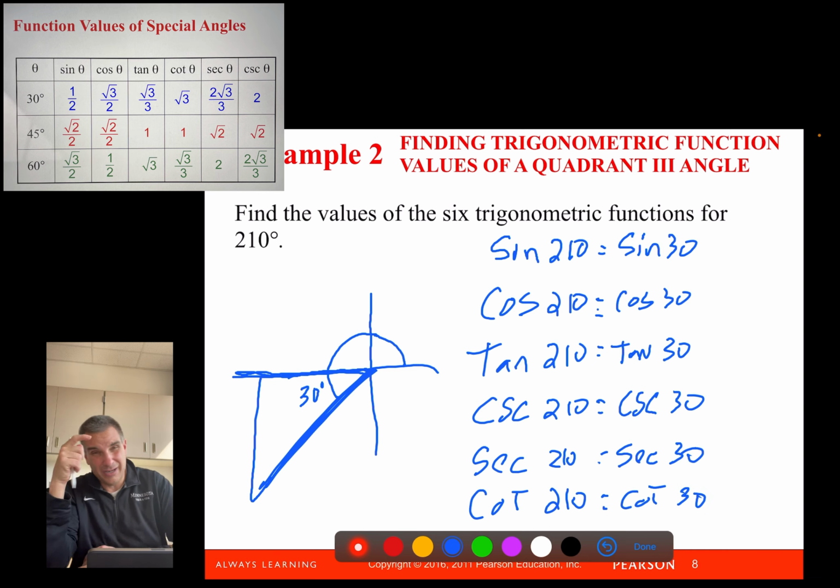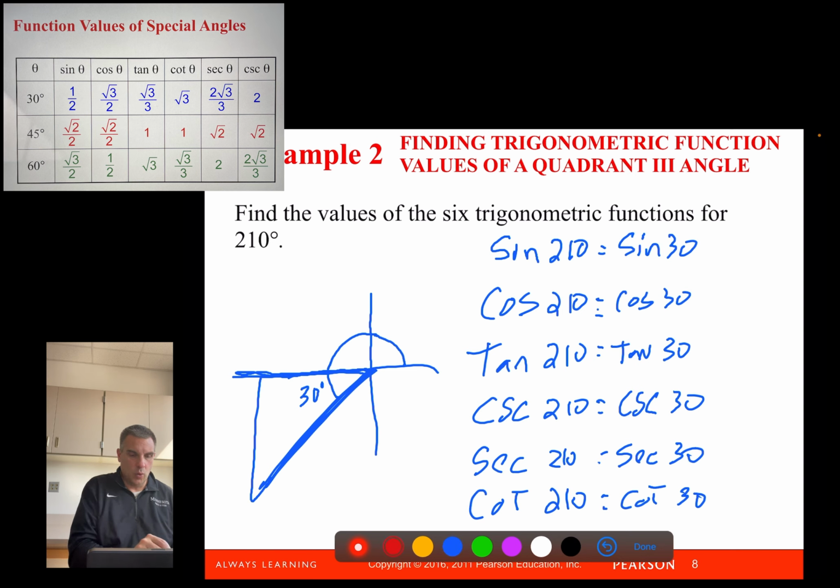Now, that's not entirely true, because we have different things that we need to do as far as where they are positive and where they are negative. So we've got this 30 degree angle. If we look at the 30 degree triangle that we talked about in yesterday's lesson, we said the side opposite the 30 degrees, we labeled that as 1.